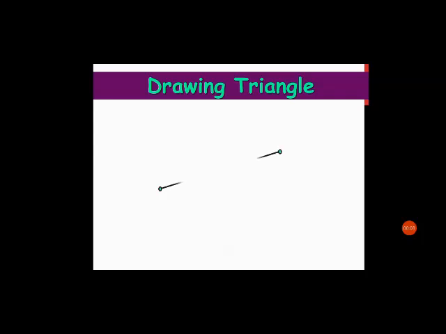Today inshallah we are going to learn how to draw a triangle. So if we have the triangle MNO where MN equals 6 centimeters and the measurement of angle M equals 40 degrees, measurement of angle N equals 70 degrees. So how do we draw this triangle?